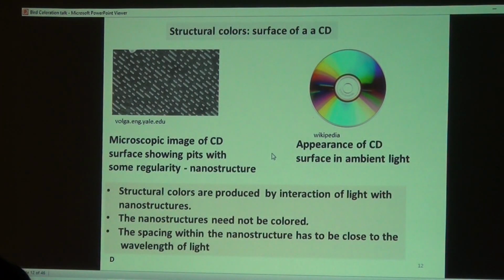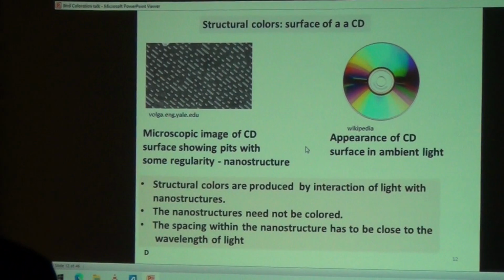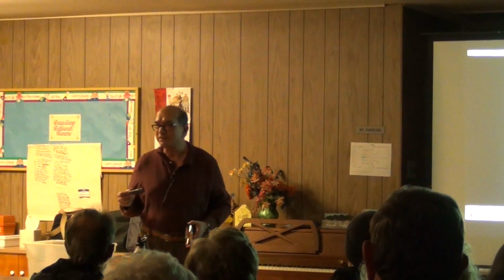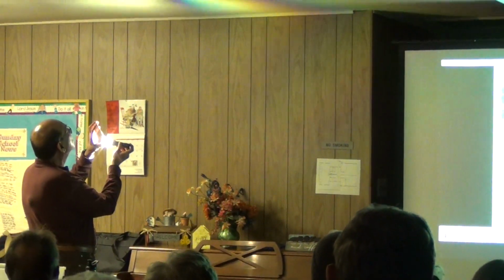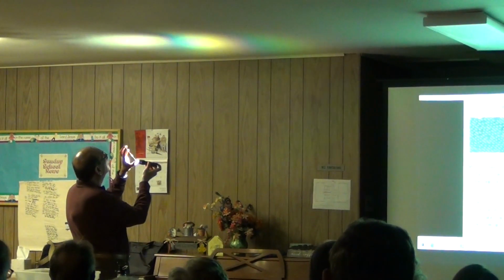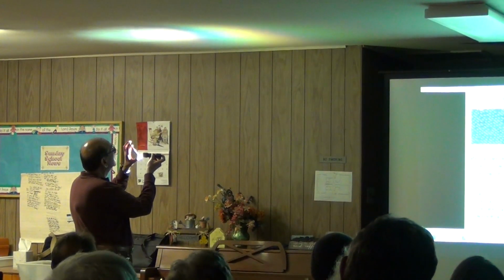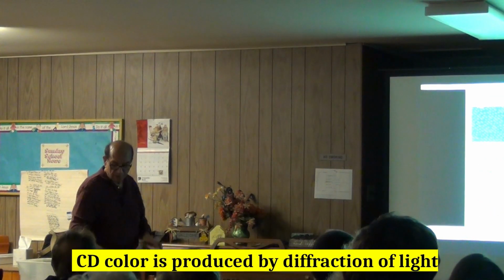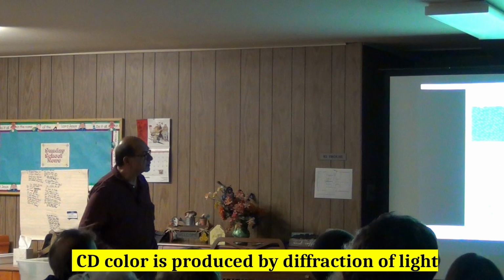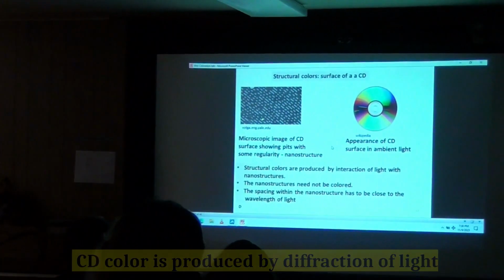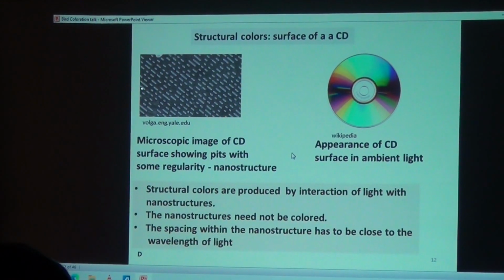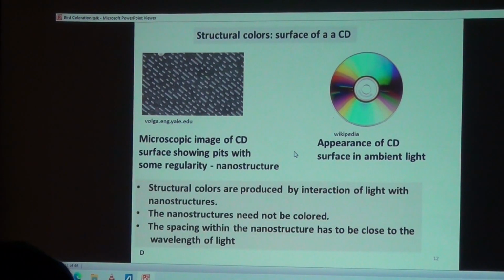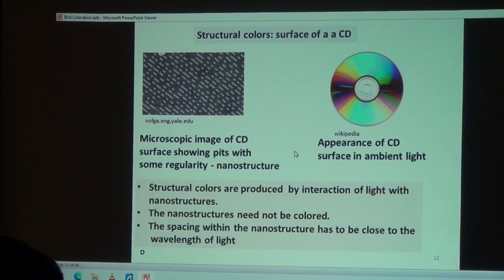So coming now to structural colors, here's an audio CD, just a normal audio CD, and here's just an ordinary flashlight. I'm going to shine the flashlight on the surface, and you can see the colors that arise from this interaction of light with the surface of this audio CD. This is what the surface looks like under a microscope. It's got pits, and these pits encode the audio. And the spacing of these is of the order of about 1,000 nanometers. So this would constitute a nanostructure.